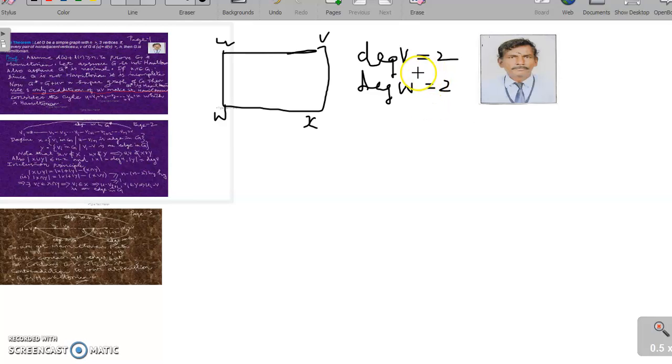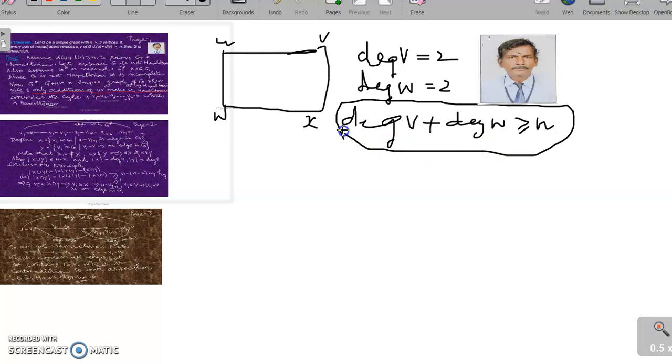Now what I am doing, I am adding these two. That is, degree of v plus degree of w is greater than or equal to n, where n is the total number of vertices in the graph. So in a Hamiltonian graph, this is always true. That is what we are going to prove now. In any graph, we can see this is true.